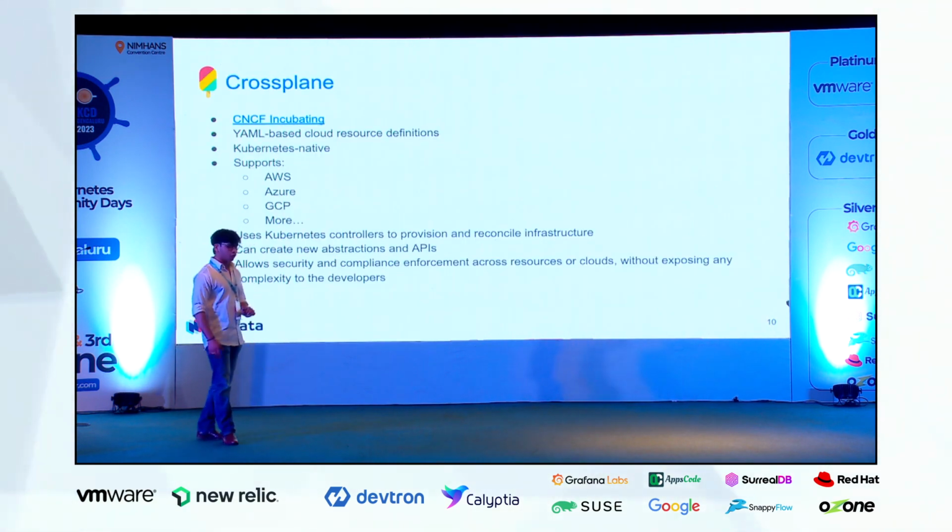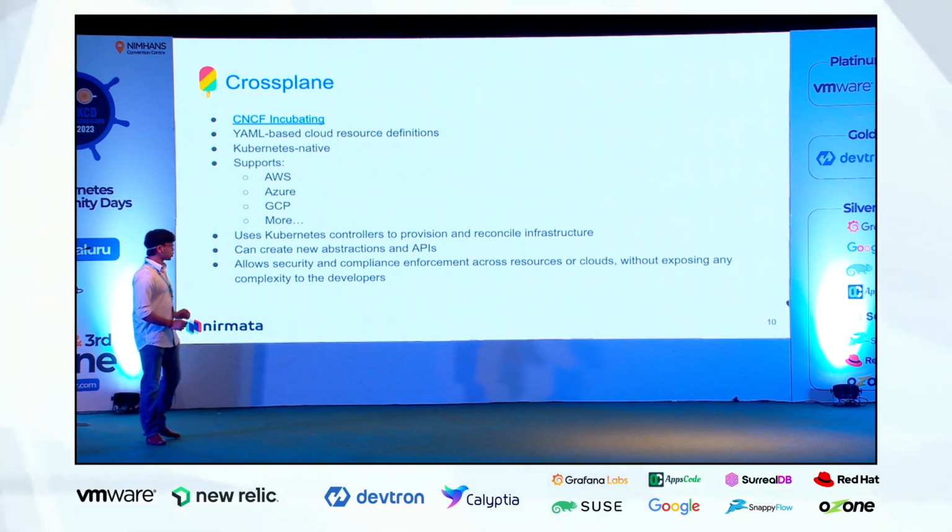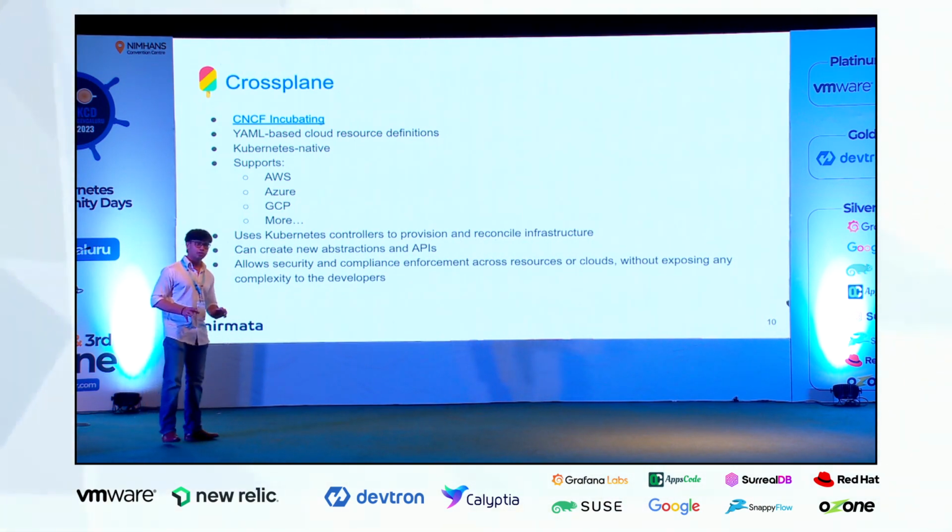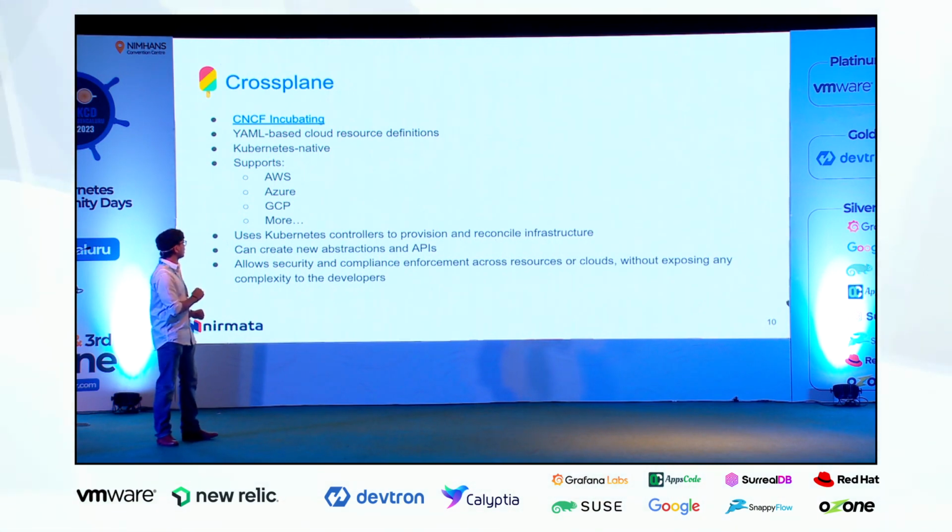Okay, now on to Crossplane. Crossplane is also a very interesting project, and it's very similar to Kyverno in these ways: it's a CNCF incubating project, its resources are also YAML-based, and it is Kubernetes native as well. It has several providers out there, popular ones being AWS, Azure, and GCP. We'll be using the AWS one in our demo.